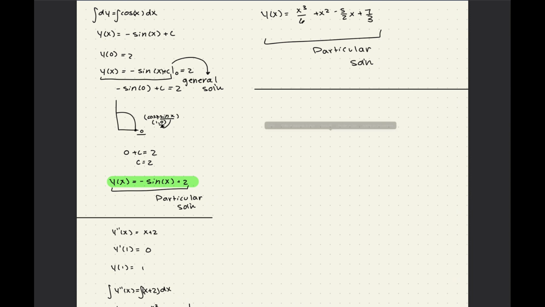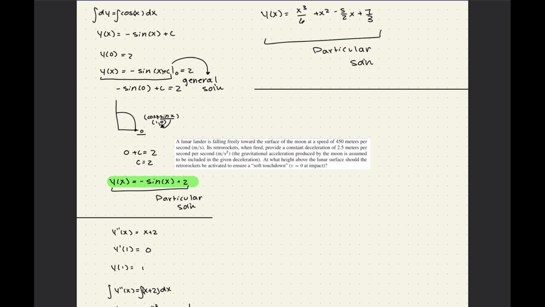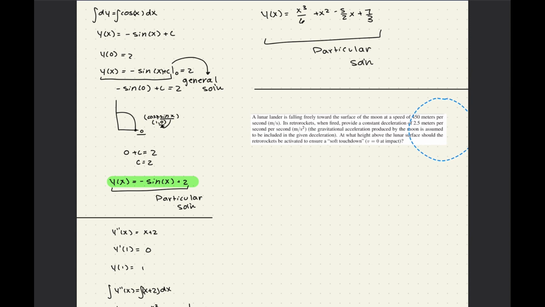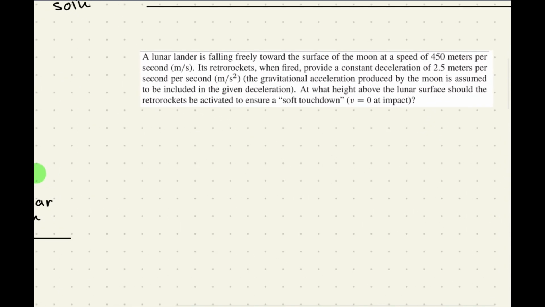Now lastly, for example 3, I will have to bring in a word problem, which states the following. A lunar lander is falling freely towards the surface of the moon at a speed of 450 meters per second. Its retro rockets, when fired, provide a constant deceleration rate of 2.5 meters per second squared.